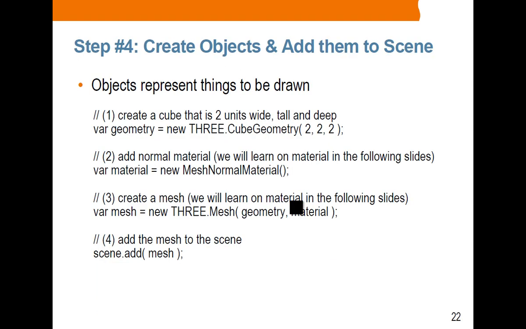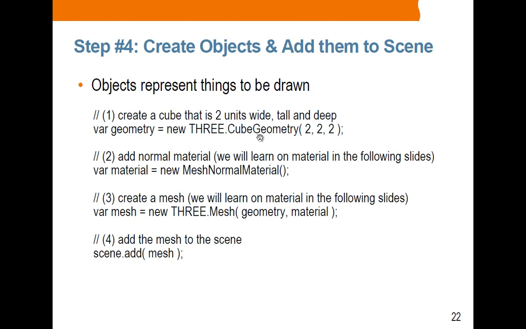Okay, so what we have done so far is that we created the renderer object, and we created the scene object, and we created the camera object. These three objects you could actually create in a different order. All right, now we are going to create objects and then add them to the scene that we created.